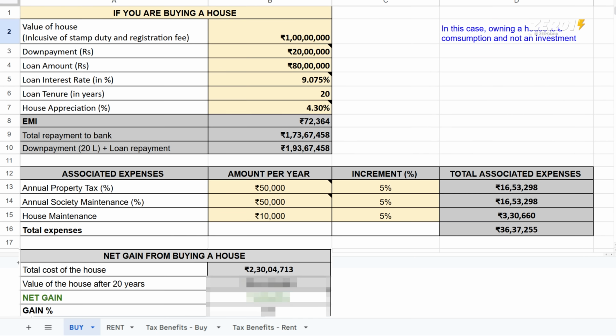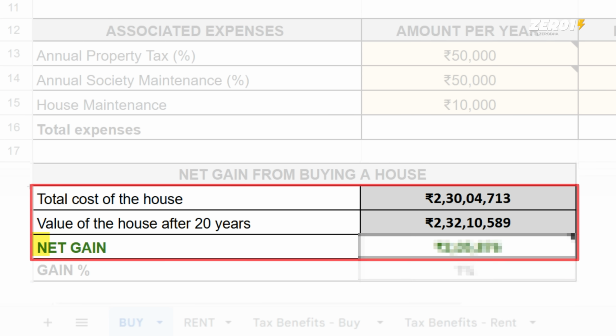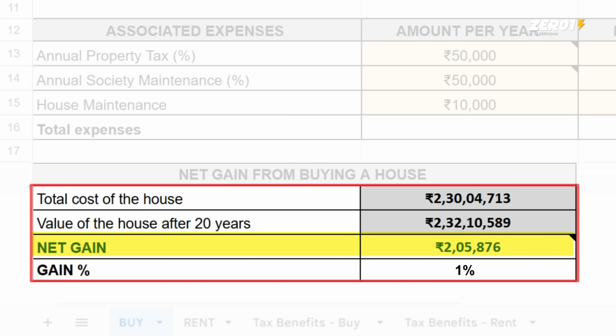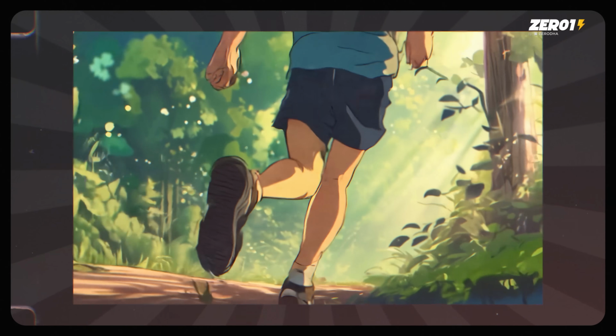So the value of the house over 20 years compounds and grows to a grand total of 2.32 crores. The net gain is 2 lakh rupees. This means clearly in this situation, the rent person actually made more money. All of these yellow boxes will change, so your answer will be slightly different in most cases. Unless you're putting a really large down payment or you're not investing this money, the numbers will roughly always have the renter to win.